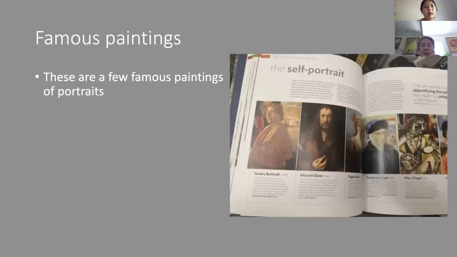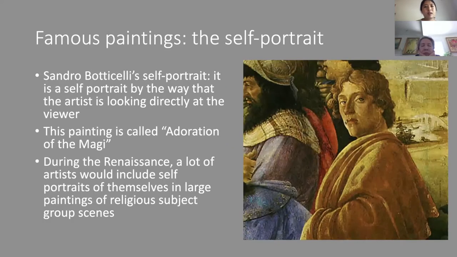And then here I want to introduce some famous paintings of portraits. This is one self-portrait that is a famous painting. The artist is Sandro Botticelli, and this is his self-portrait. The book says that it is a self-portrait. You know that it's a self-portrait by the way that the artist is looking directly at the viewer. The painting is called Adoration of the Magi.